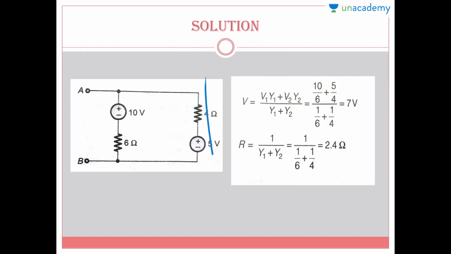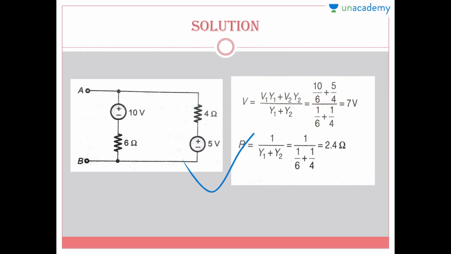Moving to the second branch: first V2, that is our 5 volt, and multiply it with the conductance, 1 upon resistance. Resistance is 4, so we will write here 5 by 4. And in the denominator, just add up the conductances. So Y1 conductance equals 1 upon R1. R1 is 6 ohm, so 1 upon 6 plus, in the second branch R2 is 4, so conductance is 1 upon 4.